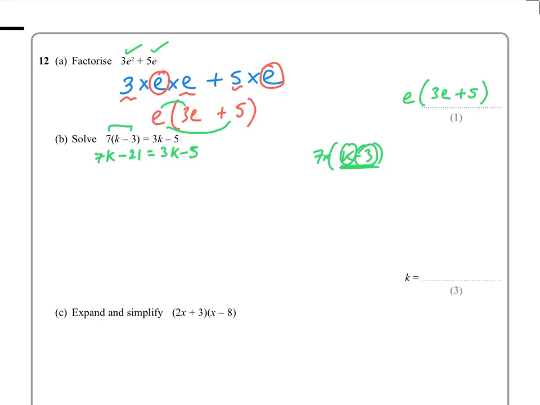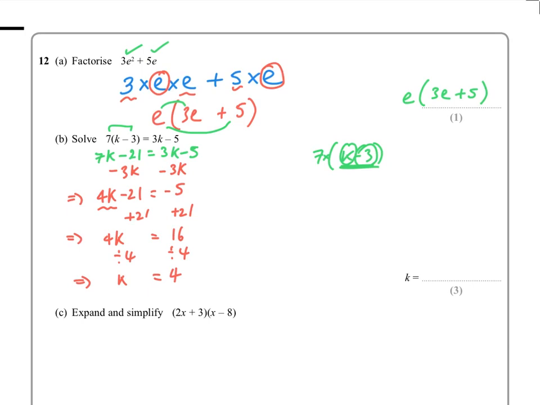Then I would say from here, take 3k from both sides. And that would give you 4k minus 21 equals negative 5. So you've got your k's there. So I'd add 21 to both sides, and then you'd end up with 4k equals 16, and then divide by 4, and you would have k is 4.